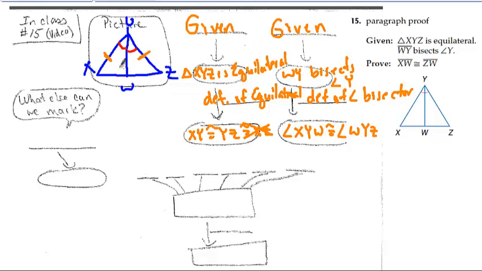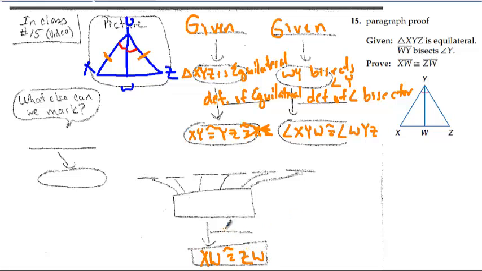Now with that, I've got a side and an angle marked here. Before we go any further, let's look at where we want to end up with our proof. Our proof statement is that XW is congruent to ZW. You're going to put that down here on the bottom. XW is congruent to ZW. Whatever is written as a proof statement is going to be the ending box in your proof.